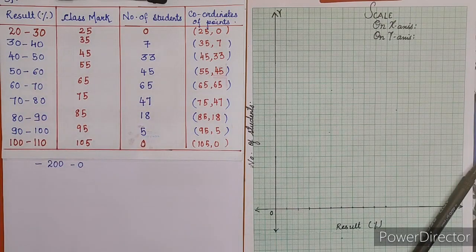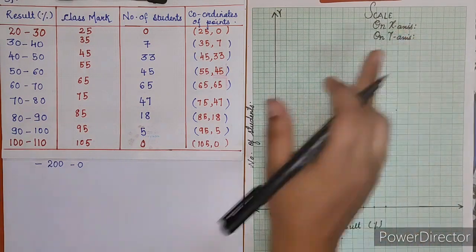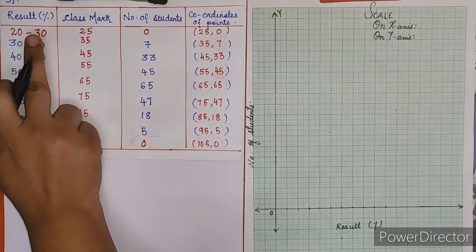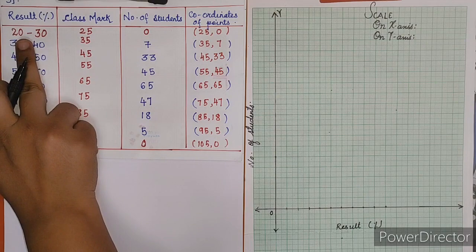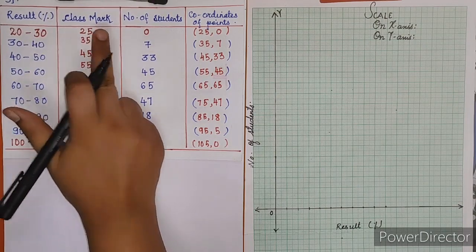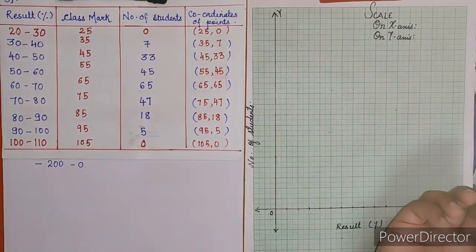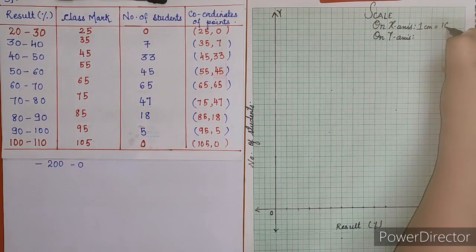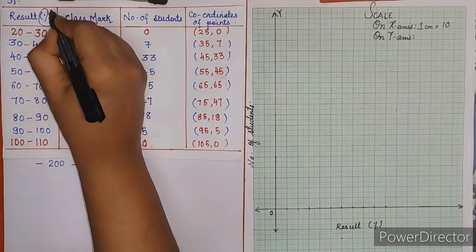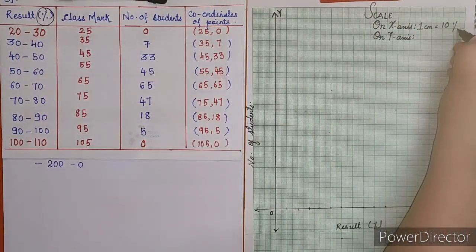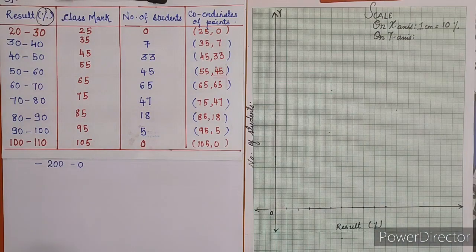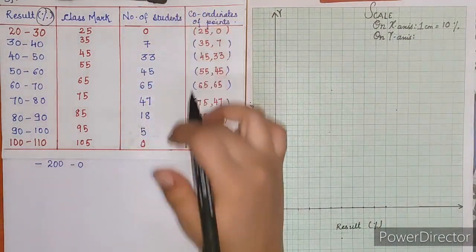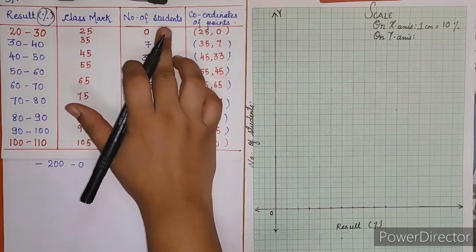We have to plot the coordinates. So we'll write a scale. On the x-axis you will see the difference. 30 minus 20 is 10. 35 minus 25 is 10. So you have to take a scale of 10. 1 centimeter is equal to 10. What? It is given in percentage. So 10%. On the y-axis you have to plot the frequency, which is the number of students.